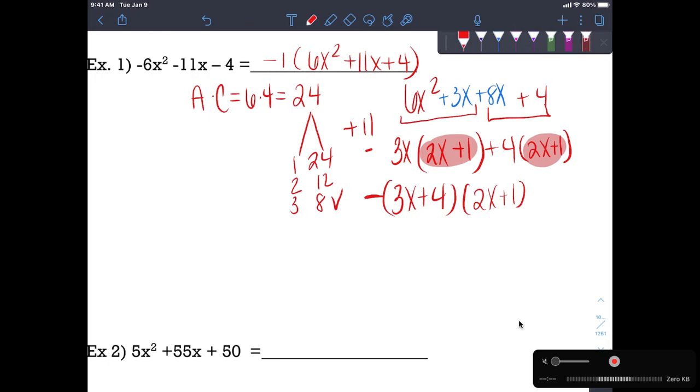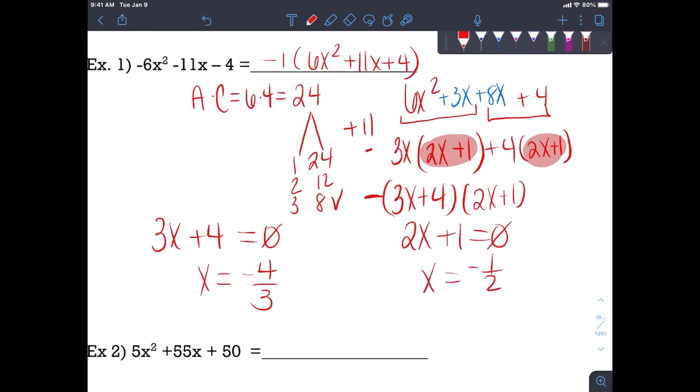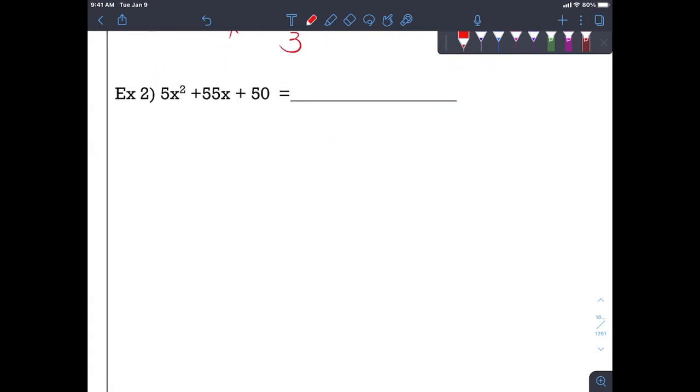Had they asked me to solve this, if it had been equal to 0, I would have had two separate equations because we can split them apart. And of course, I can do opposite over coefficient in order to find those two zeros. Let's go ahead and take a look at example number 2.